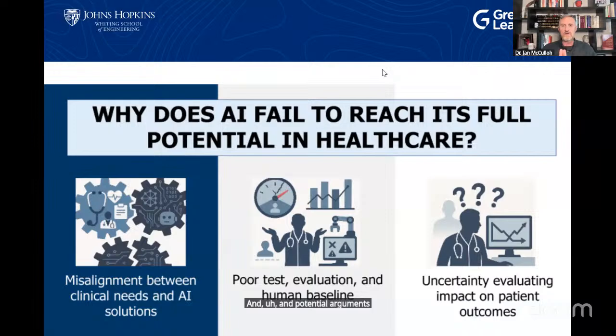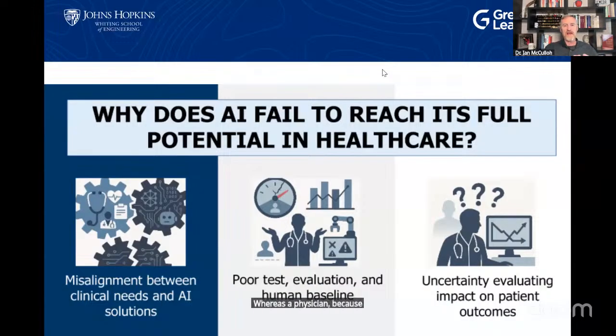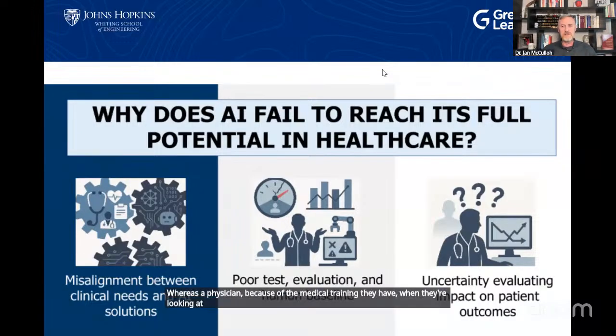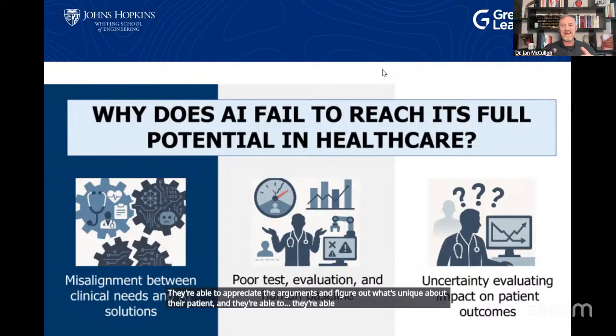And so this is problematic for a layman when they try and go onto a generative AI or an online solution to try and self-diagnose themselves, right? They're not going to appreciate those debates and those differences. Whereas a physician, because of the medical training they have, when the clinician is looking at those debates, they're able to appreciate the arguments and figure out what's unique about their patient, and they're able to make that tailored treatment for their patient that is more effective. That's the way we do medicine.